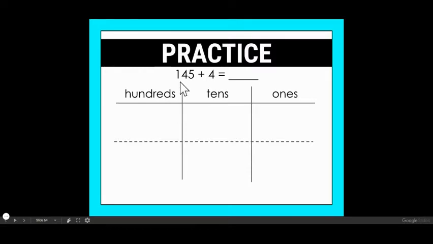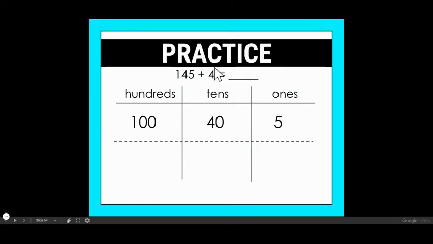So I'm going to add 145 plus 4. So remember, I look at my first addend, and I'm going to branch it into the hundreds, the tens, and the ones, kind of like writing in an expanded form. So for 145, I know I have 100, which is equal to 100. I have 4 tens, which is equal to 40. And I have 5 ones, which is equal to 5. So now my first addend is done.